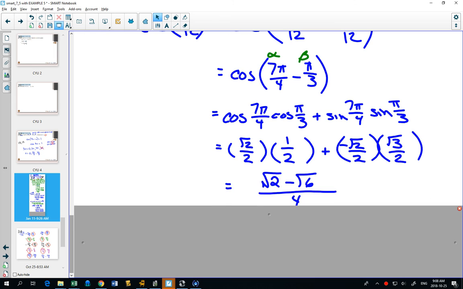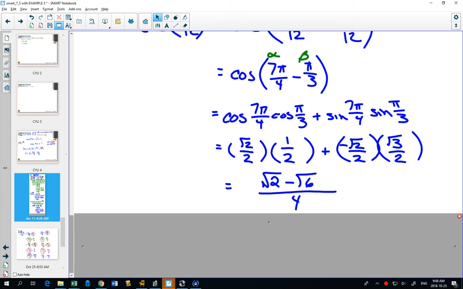And so in this example, once we write it as a single fraction, we get the square root of 2 minus the square root of 6 over 4. So once again, a root 2 is present, a root 6 is present, and it's all divided by 4.